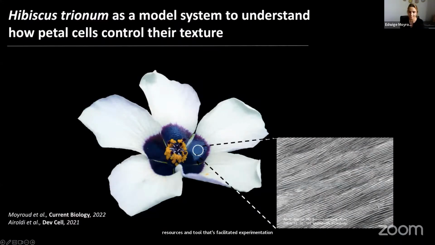So like the daisy I showed you earlier, this hibiscus possesses very heavy striations of the cuticle in the basal portion of its petal, and that creates this blue metallic sheen you can see.